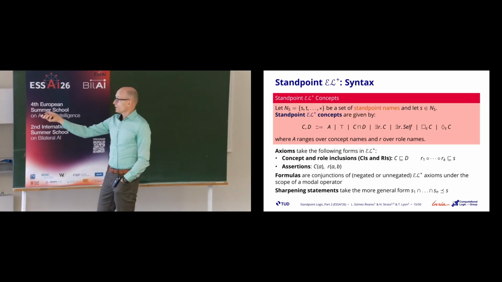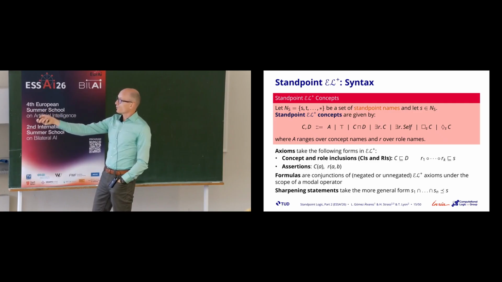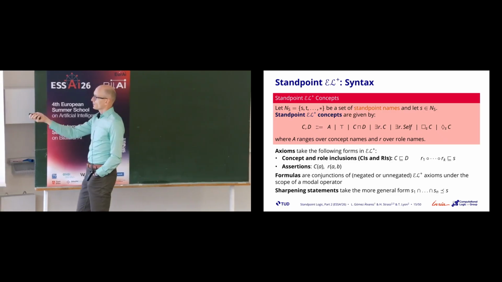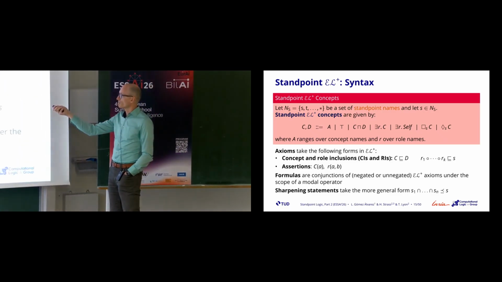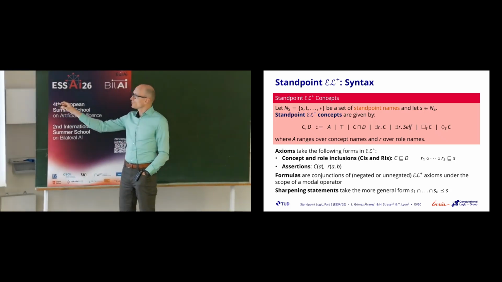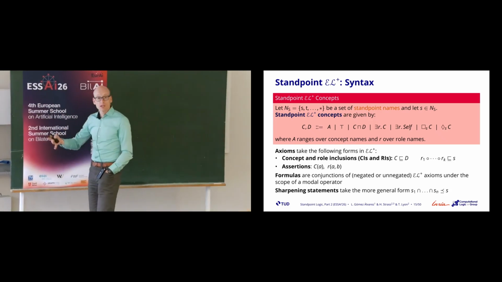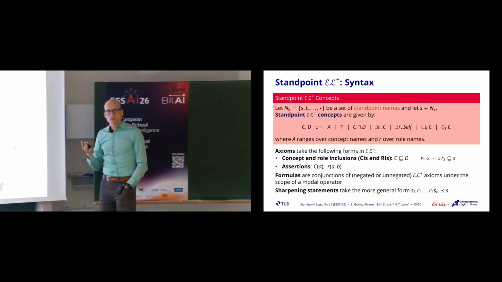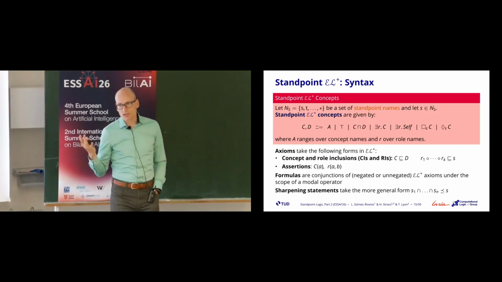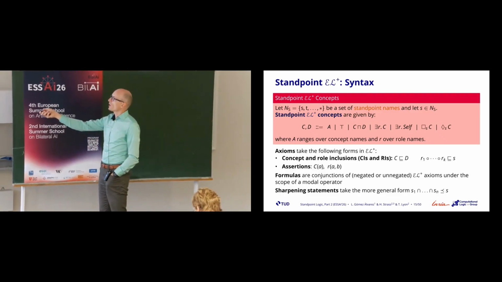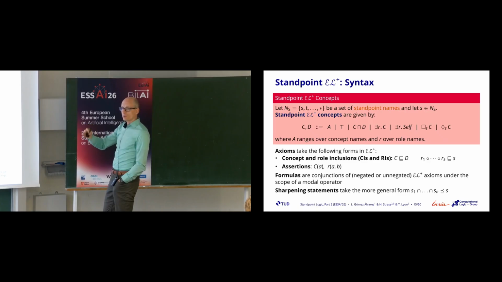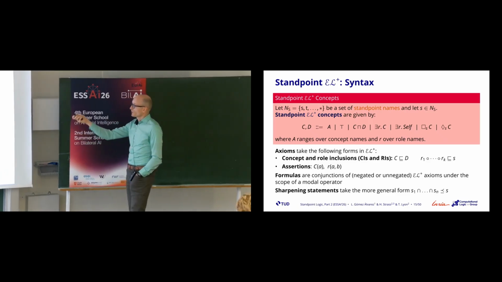And most importantly, once you have a complex concept, you can put a standpoint modality in front of it, and that can be a box or a diamond. Here we really have to introduce both because we don't have negation, and this means we cannot express one in terms of the other. Typically, when you have negation, it suffices to allow one in your syntax because you can express the diamond as not box not. Here we don't have negation, so we have to allow both.